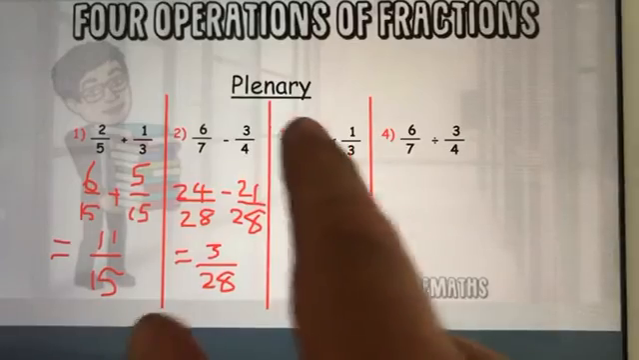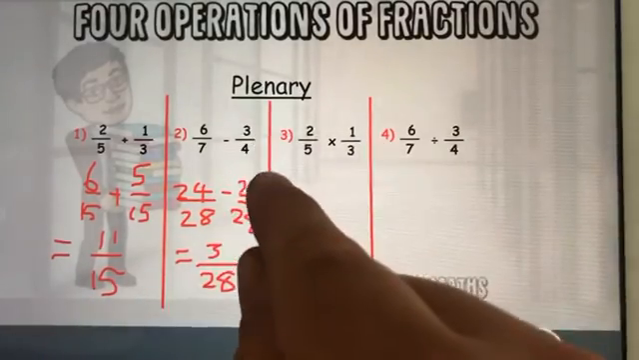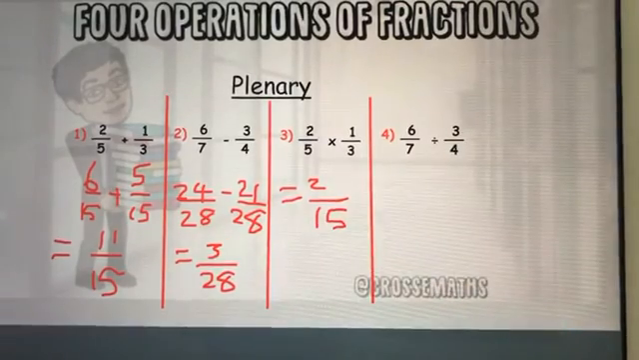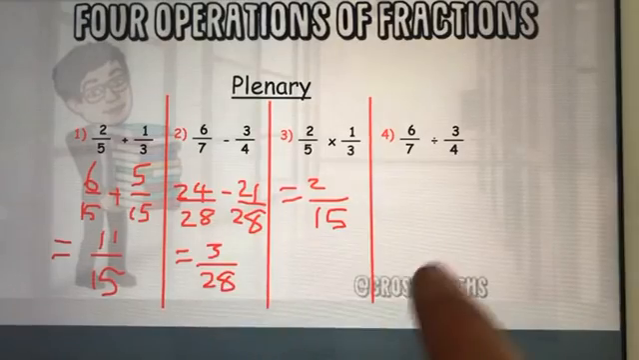Okay, last two. Again, I remember these. I know that these are probably the easiest ones. 2 times 1 is 2. 5 times 3 is 15. That can't be simplified, so that's going to stay as it is. Okay, we're not going to do anything else to that. That's fine. Very easy multiplying this.